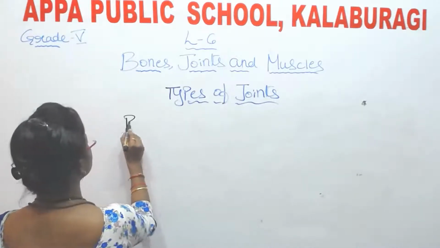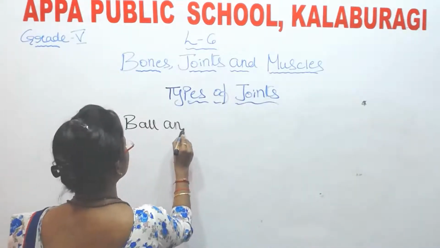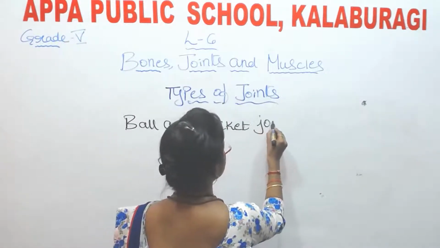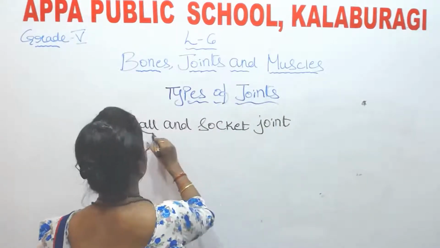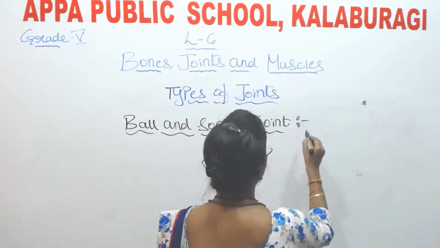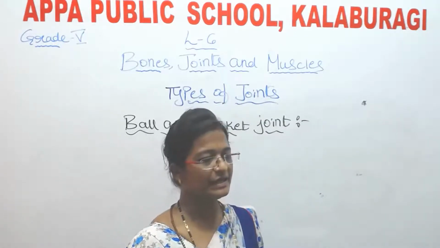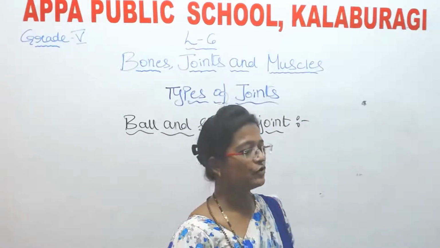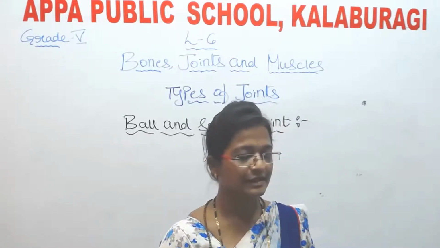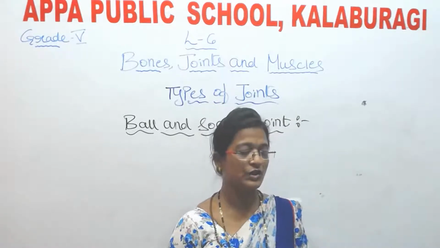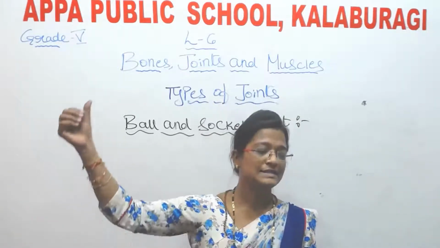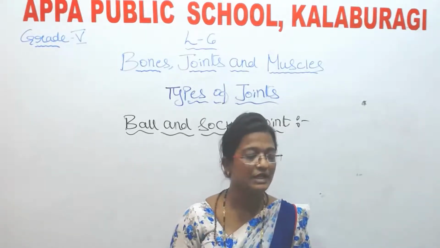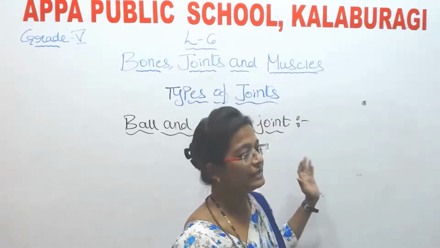So first is ball and socket joint. As we all know, ball and socket joints are present in the shoulder and hip. So how do these types of joints help us? Yes, they help us to move our hands. We can rotate a hand completely, right? So how is it possible? Because of the ball and socket joint.